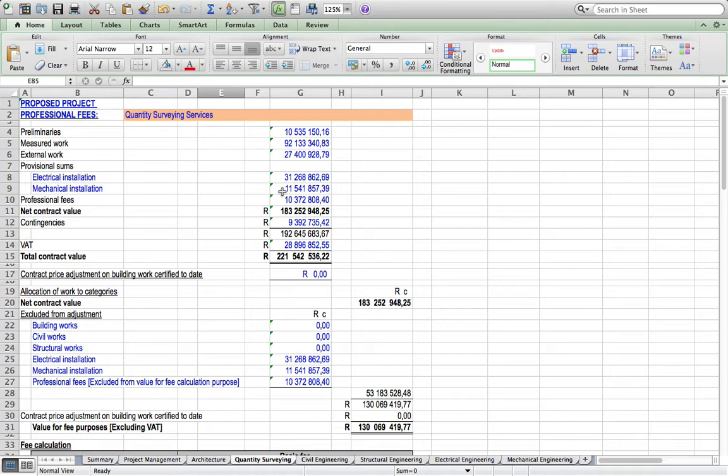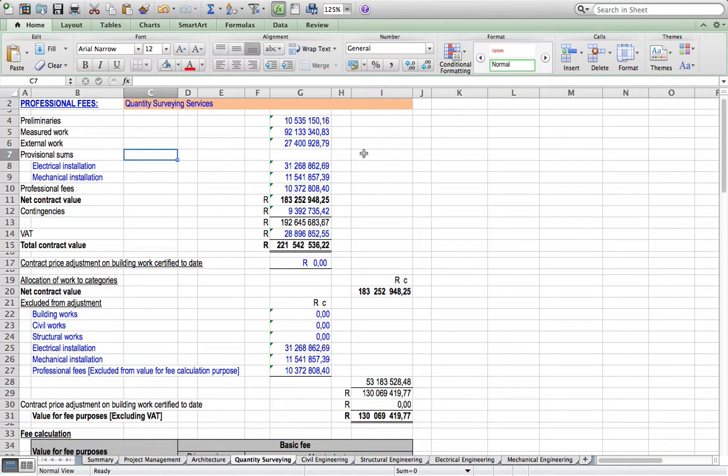Good day. We're going to calculate the professional fees for quantity surveying services for a proposed project. Those are the financials of the project. The total net contract value is 183 million. Then we've got your contingency there. You've got your VAT, and then you've got 221 million, which is the total contract value, including contingencies, professional fees, and preliminaries also.